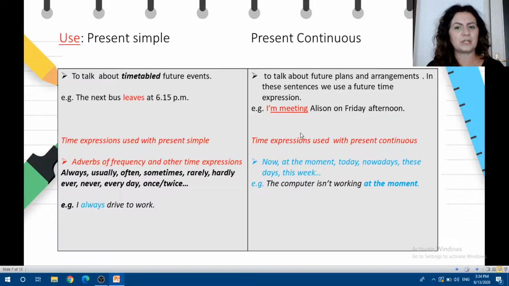Which time expressions do we use with the present continuous tense? Let's see. We use the following time expressions. Now, at the moment, today, nowadays, these days, this week, etc. For example, the computer isn't working at the moment.